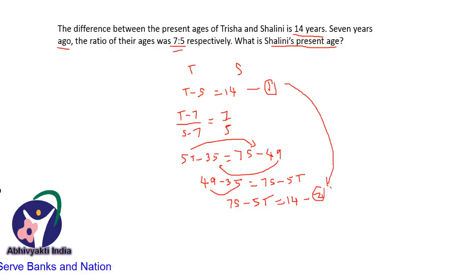These two equations 1 and 2 are the linear equations in two variables. So solve this simultaneously, and after solving this simultaneously, you get T is equal to 56 and S is equal to 42. Therefore, Trisha's present age is 56 years and Shalini's present age is 42 years.